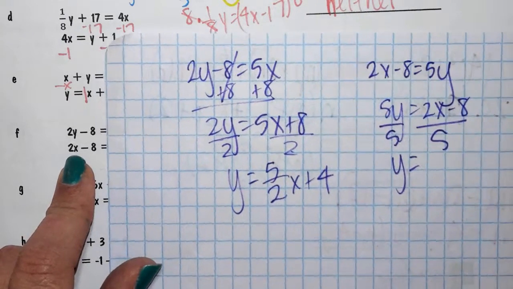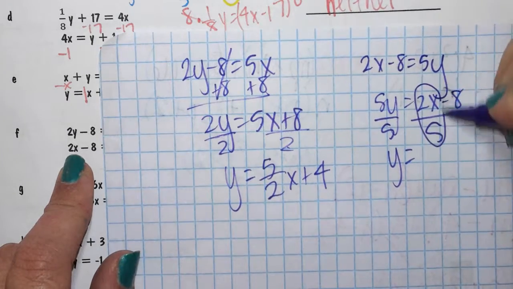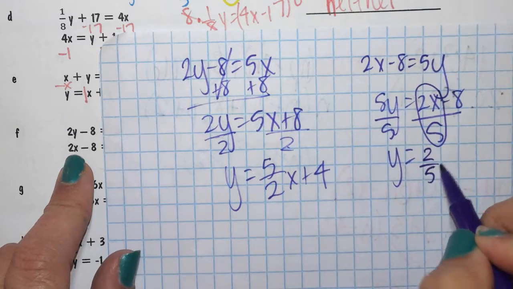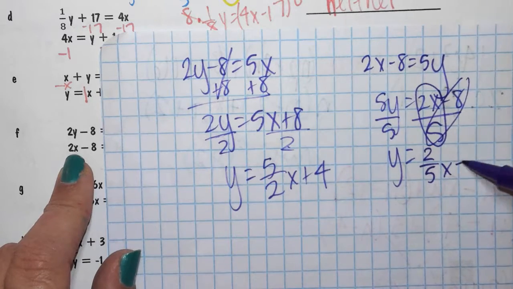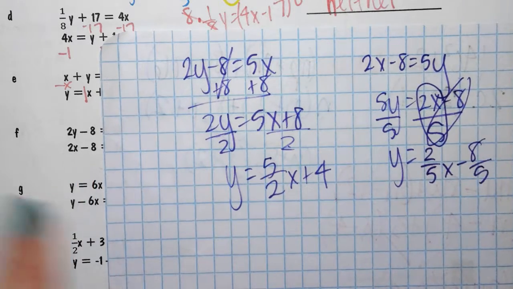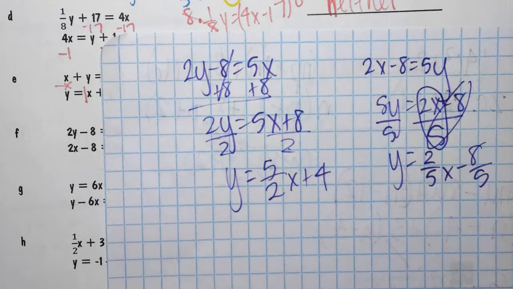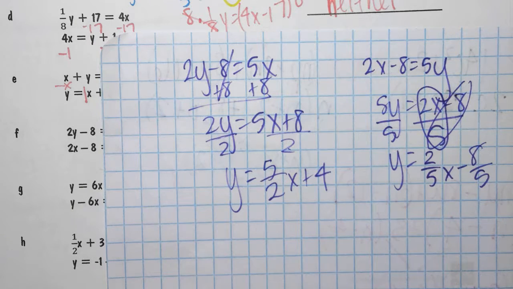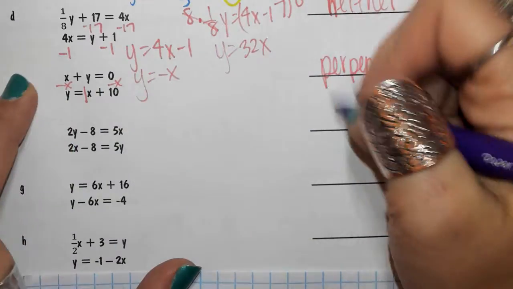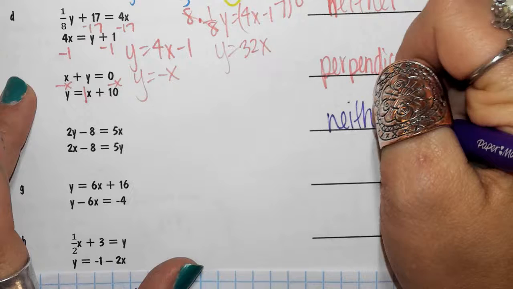Do I divide both or 1? Both. So then what do we get? 2/5 x minus 8/5. Now, are these reciprocals? No. If you said yes, take a point. Are they opposite? No. So this is neither.